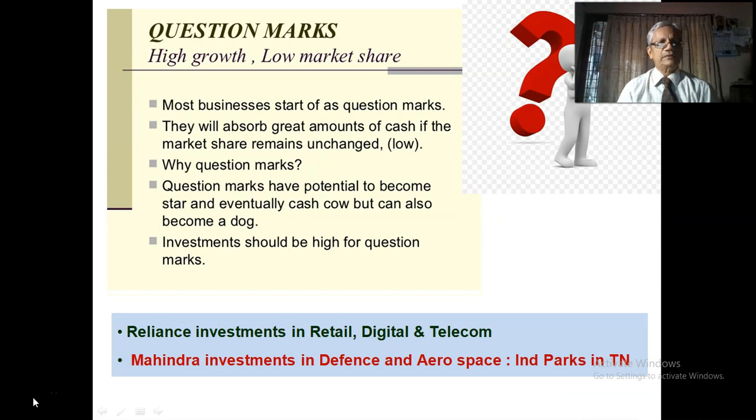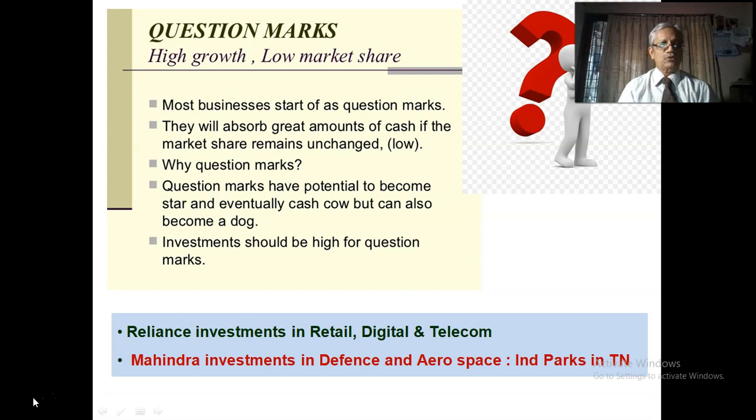The third is the question mark, which is basically high growth and low market share. Most businesses actually start as a question mark. They may have to put in a lot of cash, I mean, we have to make a lot of investment, because as the market share grows, you should be able to encash the market share. And why are they called question marks? Because question marks have the potential to mature into a star, and eventually into a cash cow, and finally into a dog.